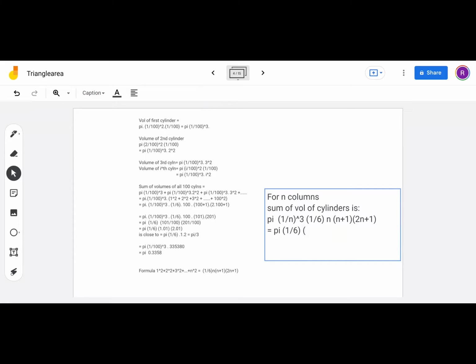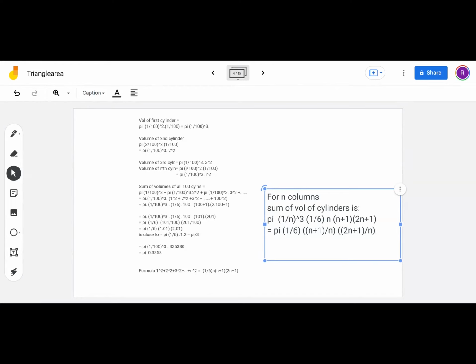Okay, let's go through slowly. The first n will get cancelled with n. Let's see what will happen to the n plus 1 by n. So you will get n plus 1 by n here. And then 2n plus 1 by n. Now tell me, when n was 100, this was 101 divided by 100, which is 1.01. How should I write this so that it is very close to 1? It is clear that this is close to 1.